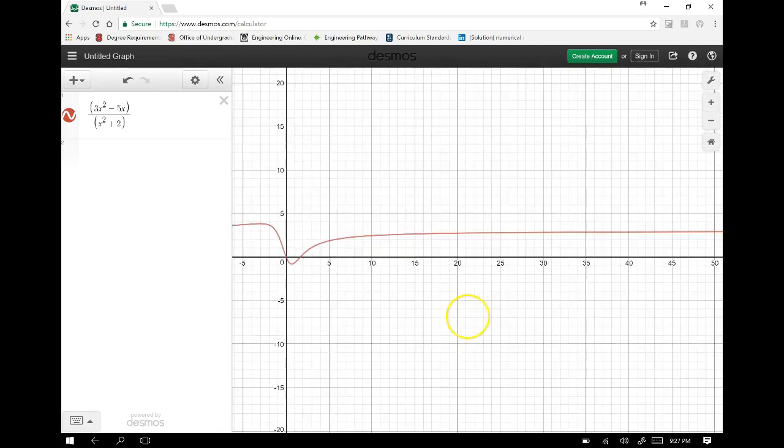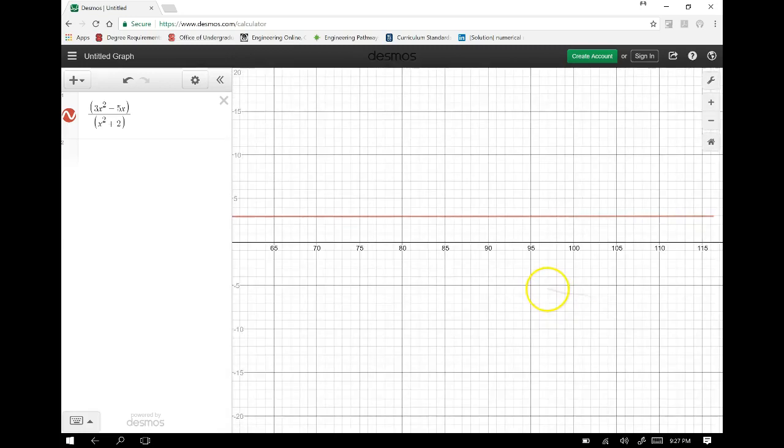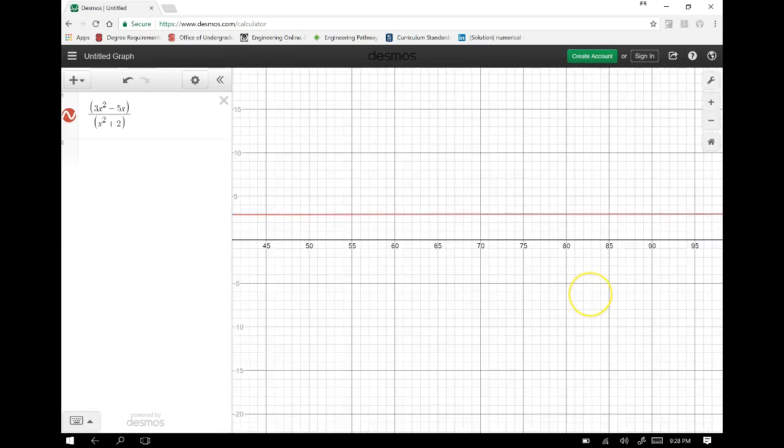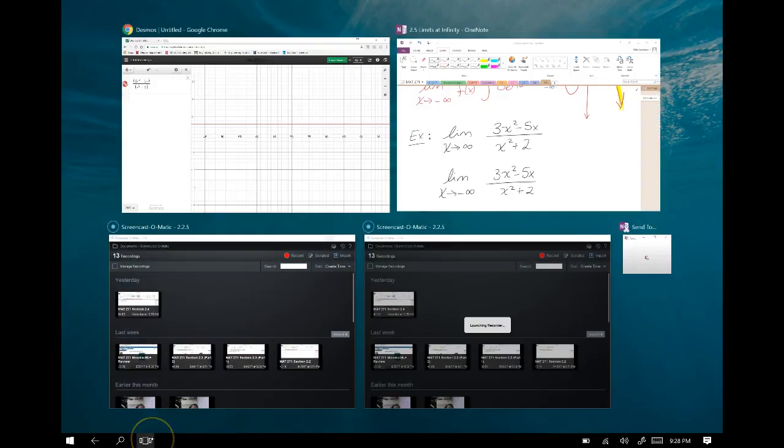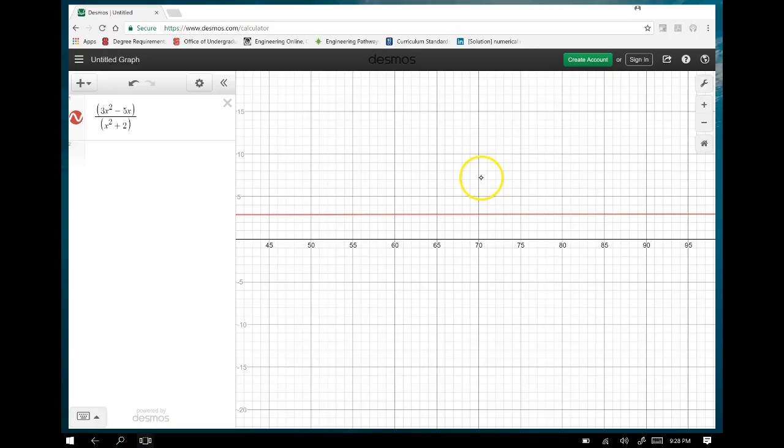So it looks like as x goes to positive infinity, this graph is flattening out at 3. So that's our answer to the limit as x approaches positive infinity. The y value is approaching 3. Now let's go back and see what's happening on the left-hand side of the graph as x approaches negative infinity.